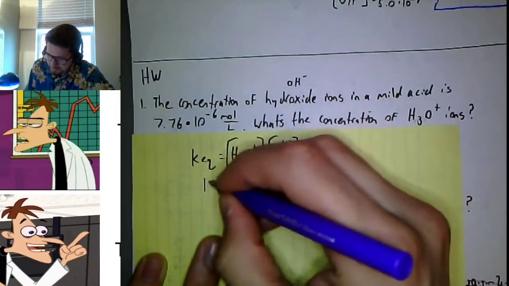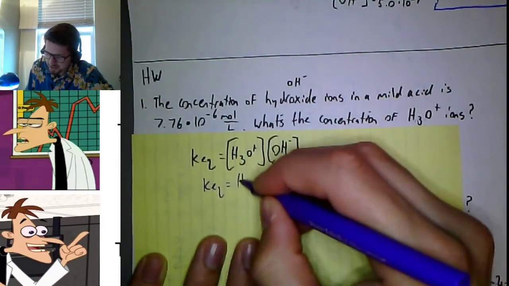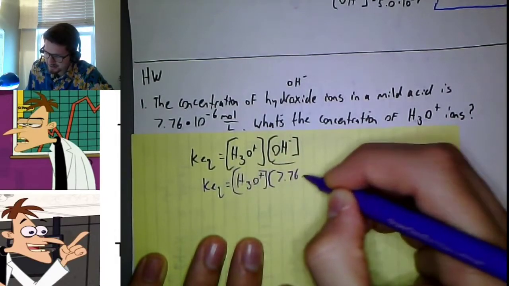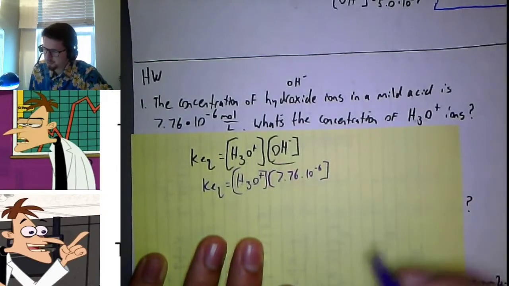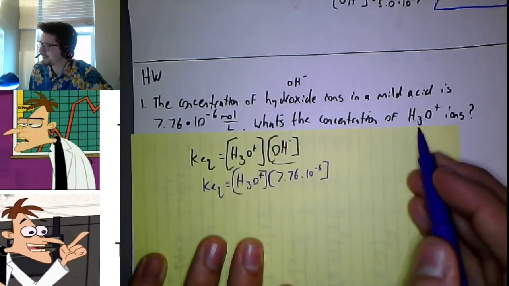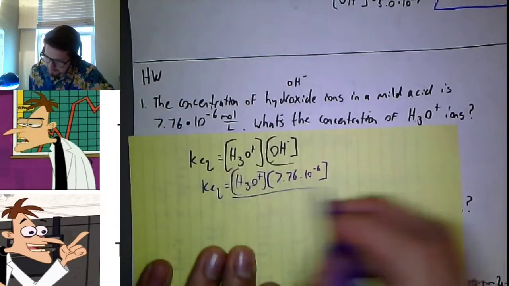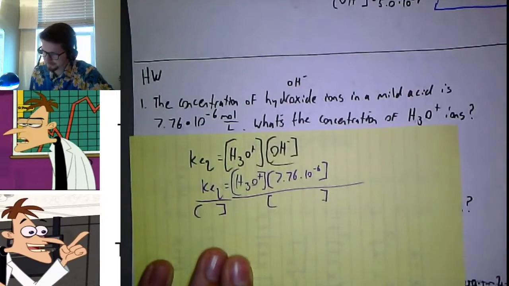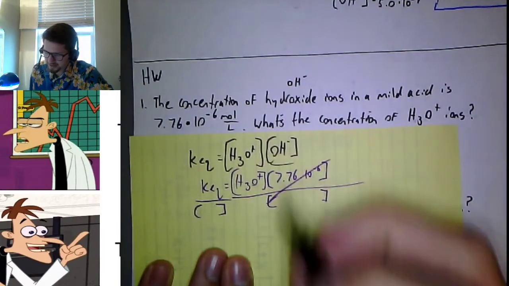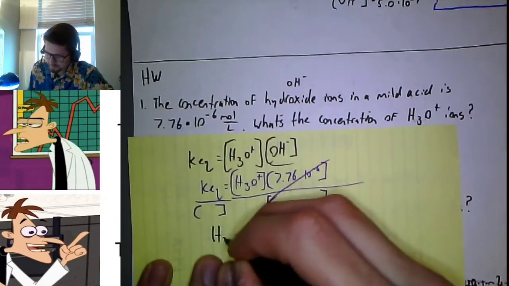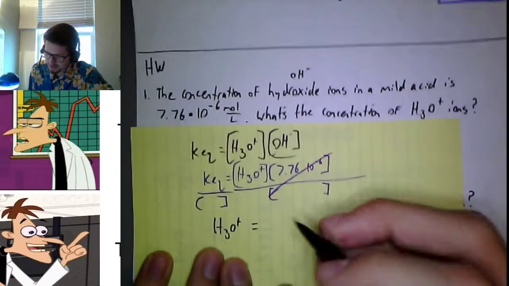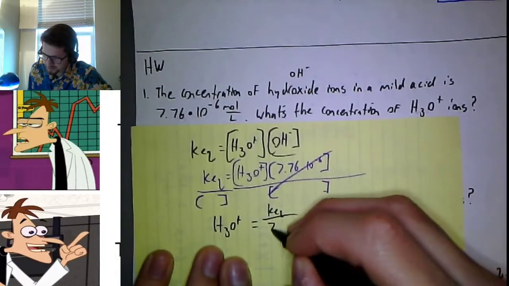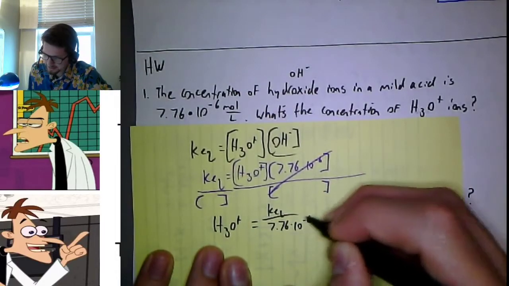So my KEQ, my concentration, equals H3O plus times 7.76 times 10 to the negative 6th. What am I solving for? H3O. So to get H3O by itself, I'm going to divide both sides by that. I'm not going to rewrite it. So I end up with H3O plus equals my KEQ over 7.76 times 10 to the negative 6th.